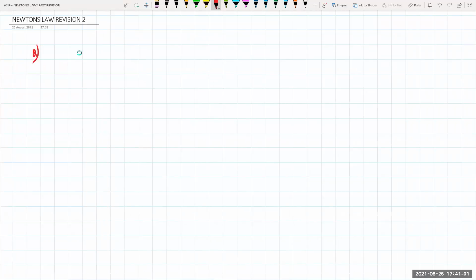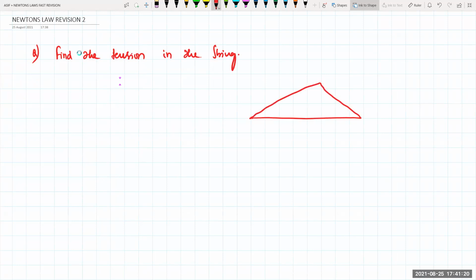See this question better. Find the tension in the string. Okay. Yes. This is the given system for this. Okay.